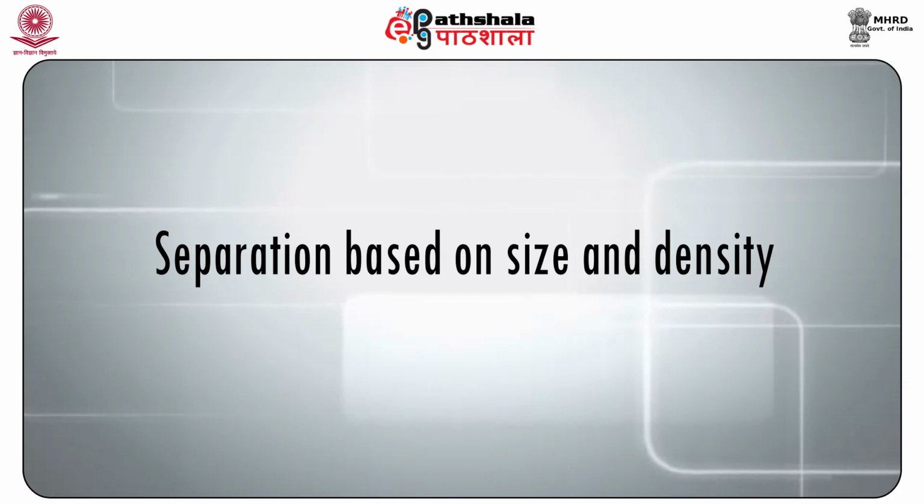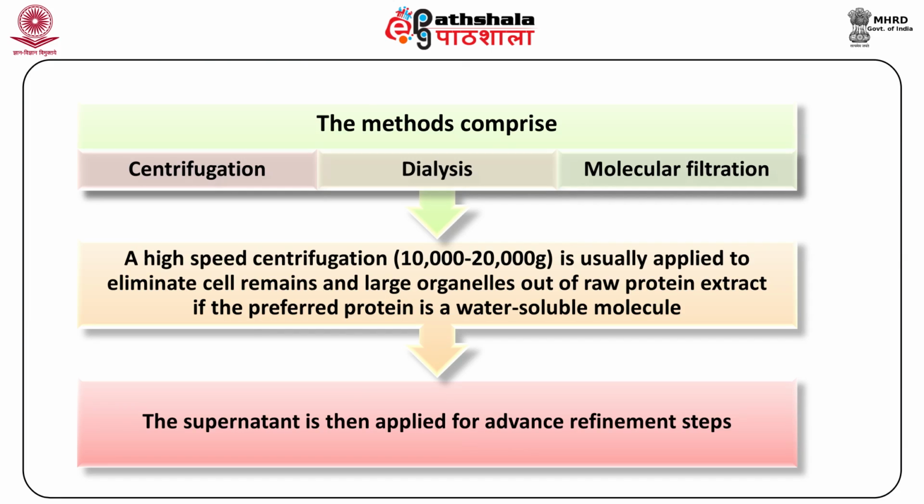Separation based on size and density. The methods comprise centrifugation, dialysis and molecular filtration. A high speed centrifugation of about 10,000 to 20,000 G is usually applied to eliminate cell remains and large organelles out of raw protein extract if the preferred protein is a water soluble molecule. The supernatant is then applied for advanced refinement steps.